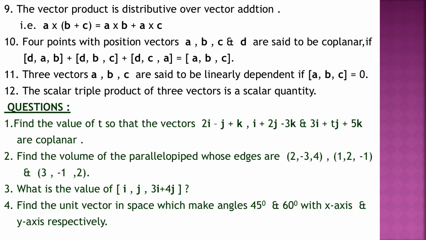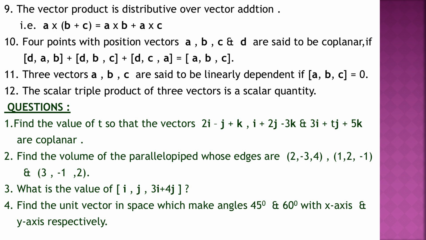Then find the volume of the parallelepiped whose edges are the three vectors 2, minus 3, 4; 1, 2, minus 1; and 3, minus 1, 2. We only have to find the scalar triple product. Another question we have already discussed: what is the value of i, j, 3j plus 3i plus 4j? That scalar triple product is equal to 0.